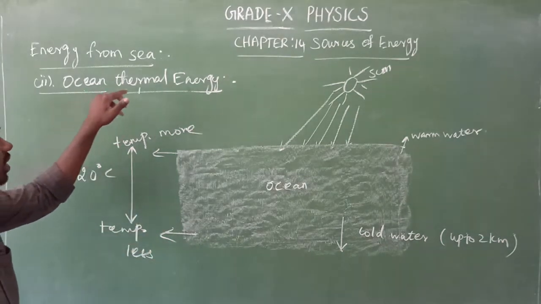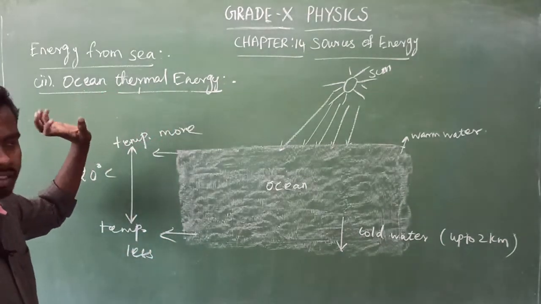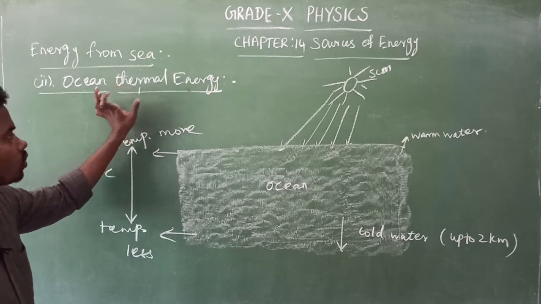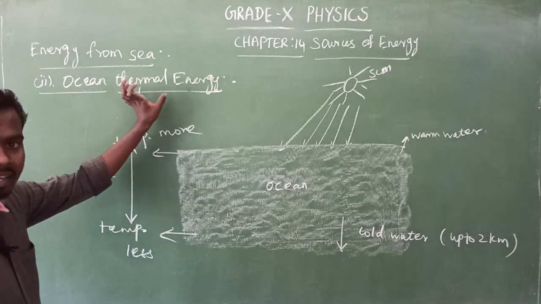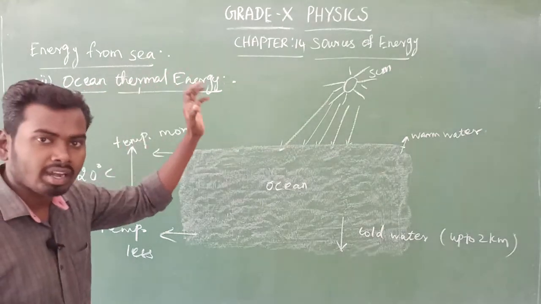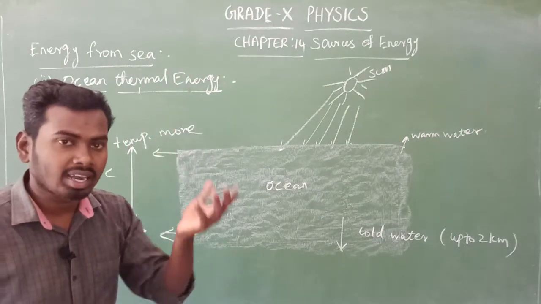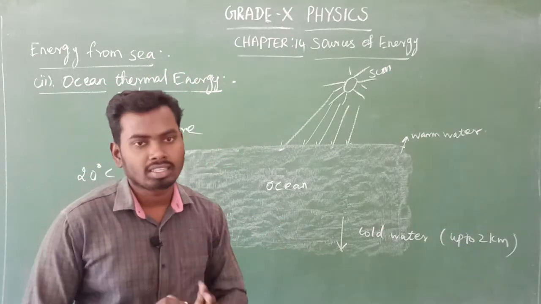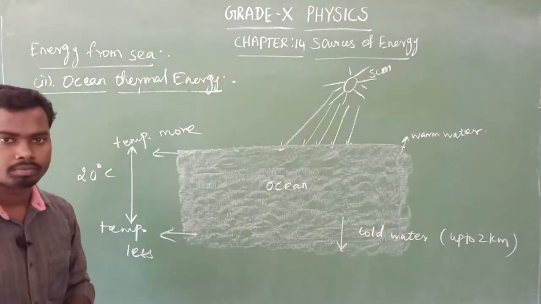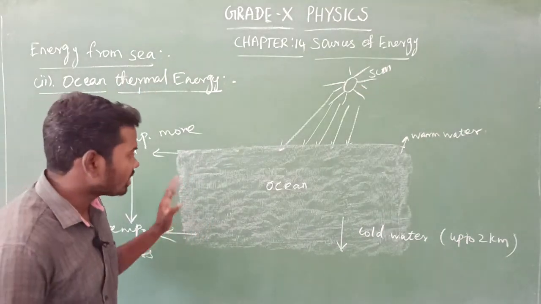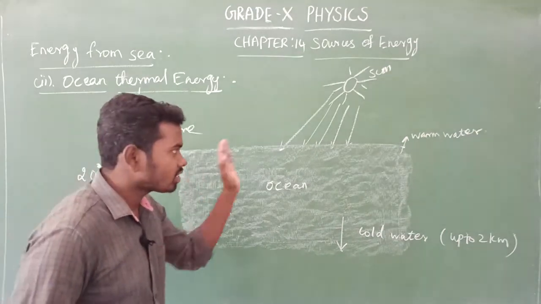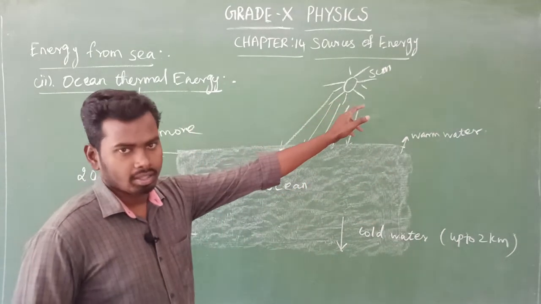Next one, ocean thermal energy. What is that? Thermal means heat. So ocean water heat energy, which is used to generate some usable form of energy like electrical energy, that is called ocean thermal energy. Consider this is the ocean. The sun is there.